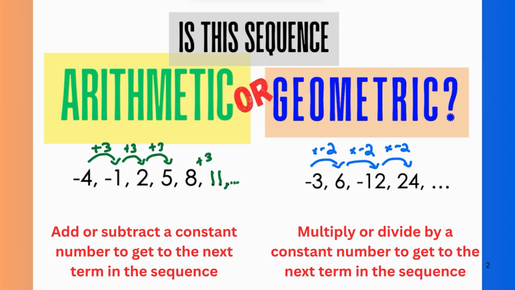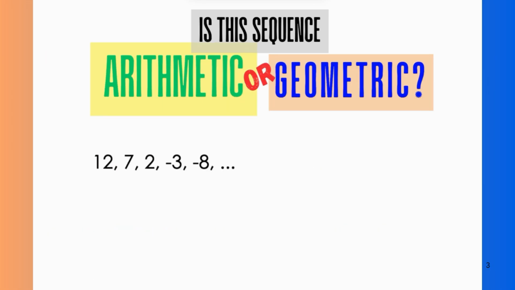And that number that I keep multiplying by, that's called the common ratio. And the common ratio can be used in the same way that the common difference was used to get my next number. So if I did 24 times -2, that would tell me that the next number in this sequence would be -48. All right, let's look at a few more examples.